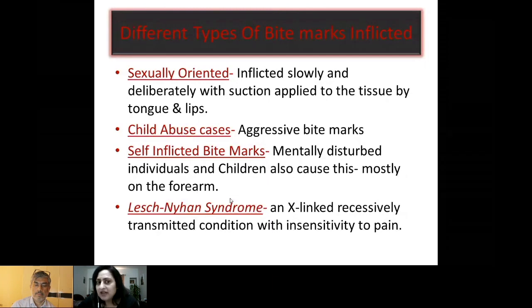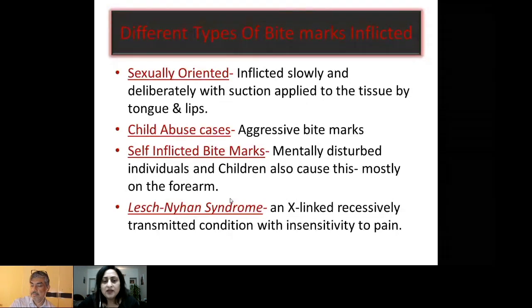Then come the self-inflicted bite marks. Mentally disturbed individuals and children also cause these, mostly on the forearms and wherever the mouth can reach. And there is Lesch-Nyhan syndrome, an X-linked recessively transmitted condition with insensitivity to pain. So the bite marks can be aggressive in such persons.